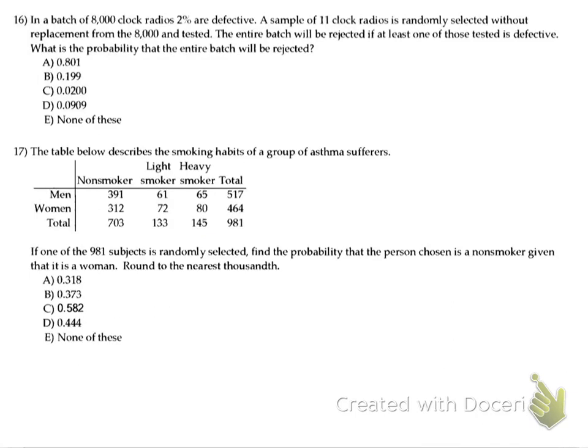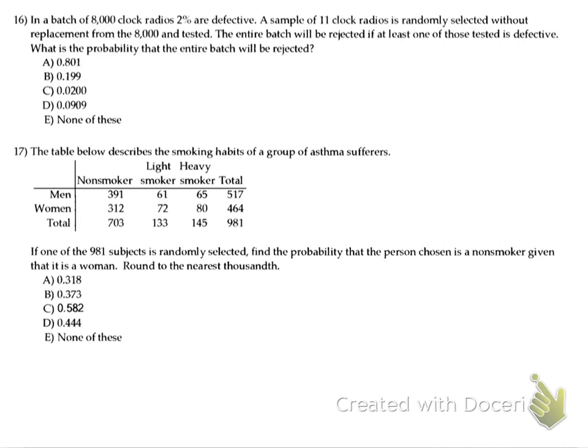Batch of 8,000 clock radios, 2% are defective. Sample 11 randomly selected without replacement from the 8,000 and tested. The entire batch will be rejected if at least one of those tested is defective. What is the probability that the entire batch will be rejected? Ooh, it's a lot of words, isn't it? That's what's hard.